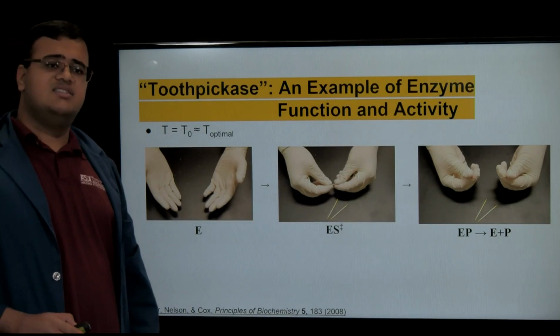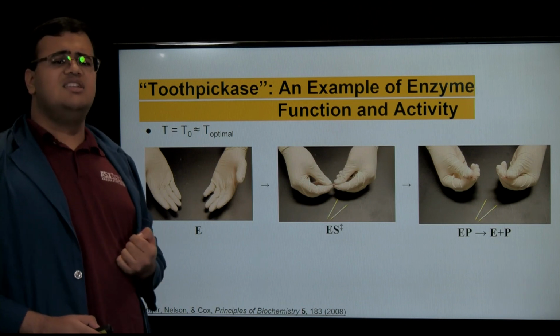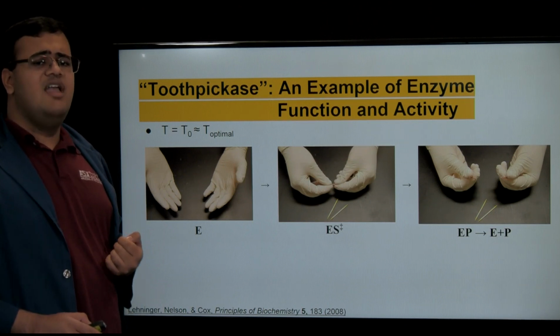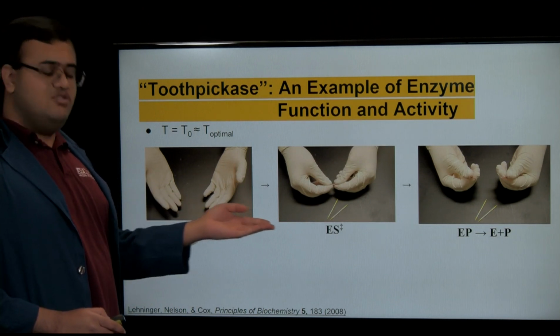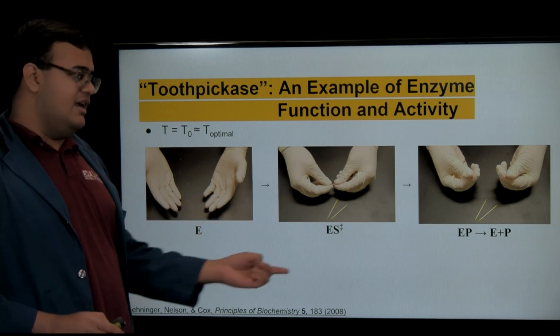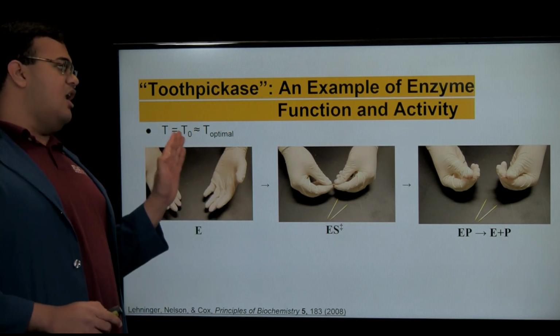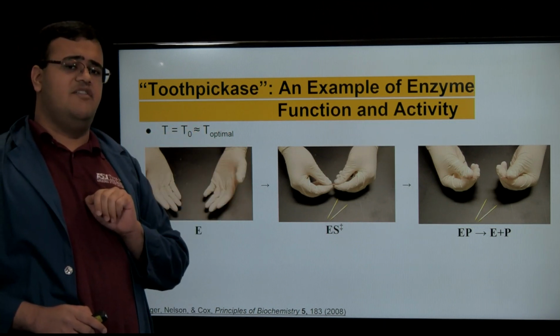Okay, so now that we've discussed thermodynamics and kinetics of enzymes as well as their biochemistry, let's use an example. So if we have this lovely toothpick case, looks like a pair of gloves, call that the enzyme, and our toothpicks are the substrate, let's start it out at a temperature T naught. And so this is going to be the optimal temperature of our enzyme.